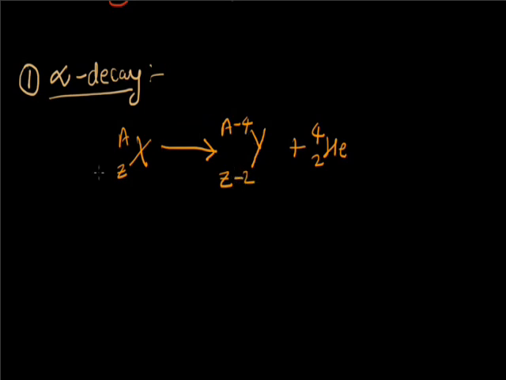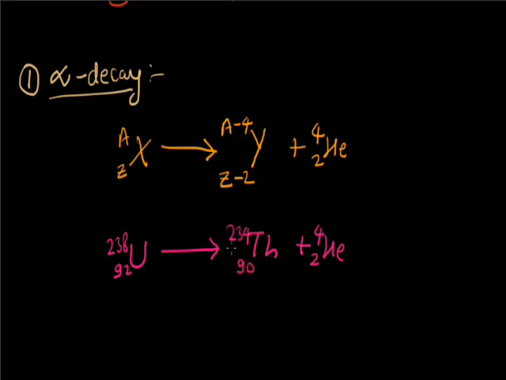Example of alpha decay is uranium 92-238 emitting one helium nucleus and decaying into thorium 90-234.